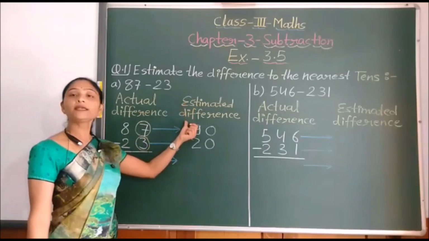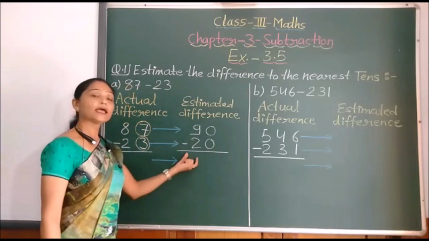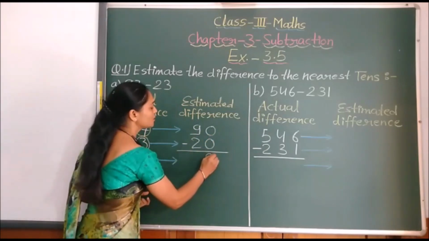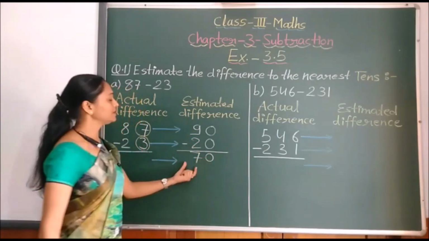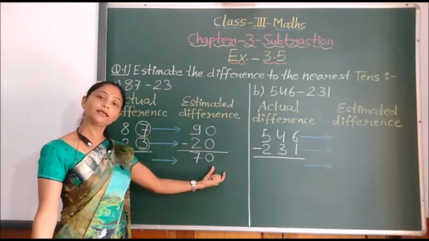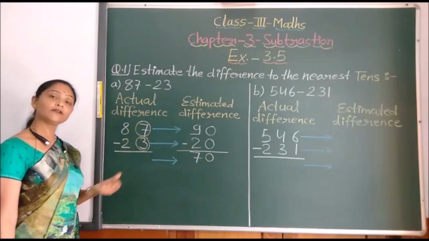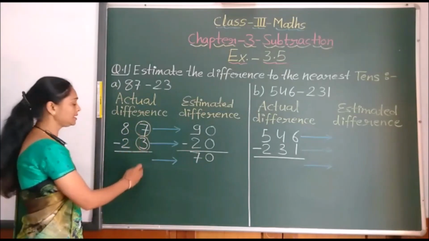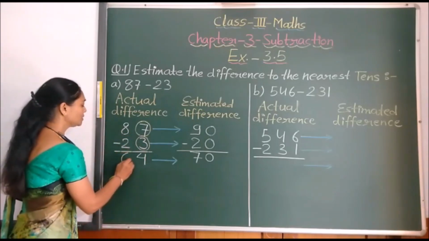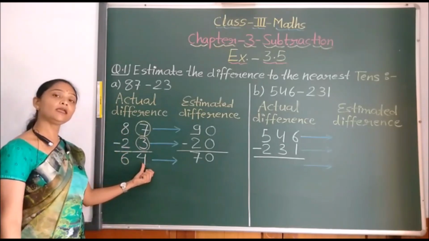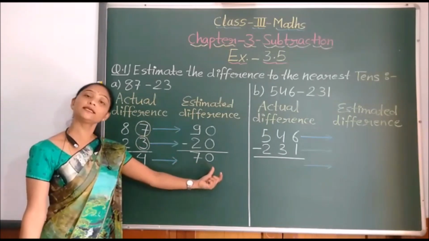Now to get the estimated difference, what to do? We have to subtract these both numbers and then get the answer. So 0 minus 0, 0, and 9 minus 2, how much? It is 7. So this is the estimated difference, 70. Now we can find out the actual difference also. See, 7 minus 3 is 4 and 8 minus 2 is 6. So here 6 4, 64, means the actual difference is 64 and the estimated difference is 70.